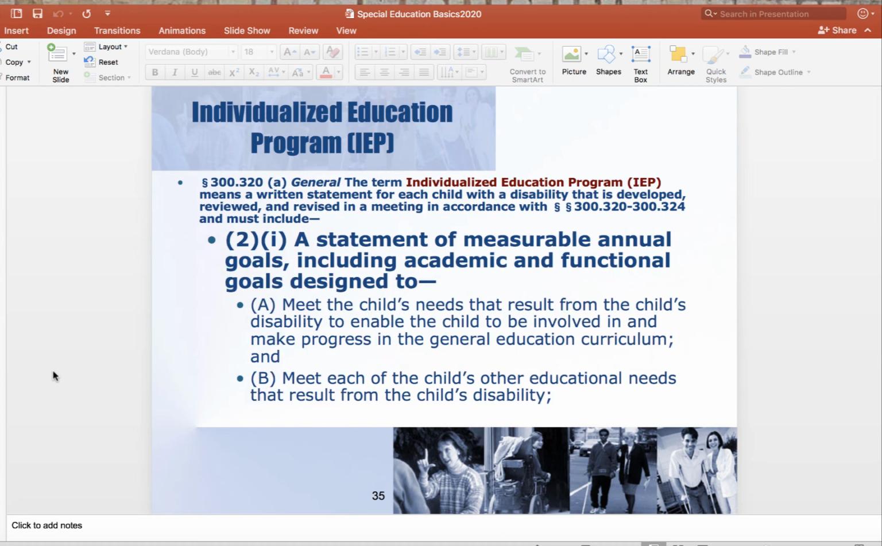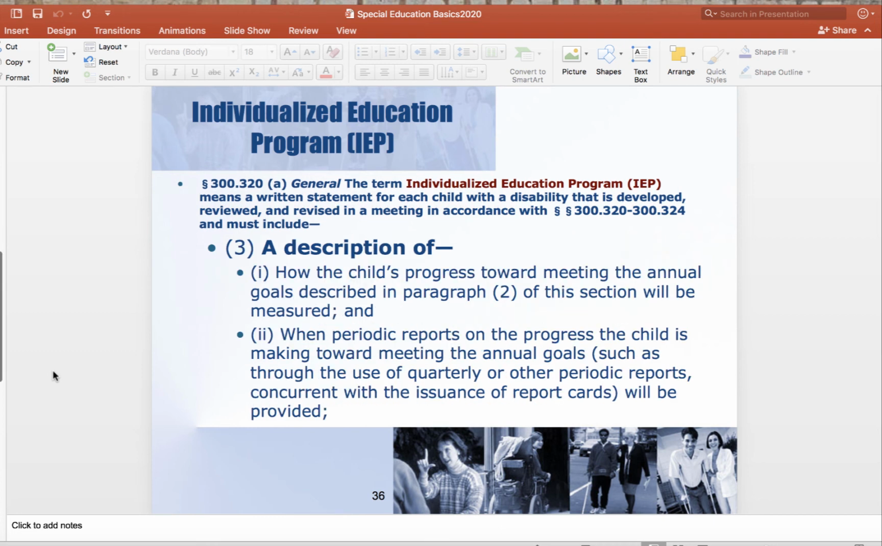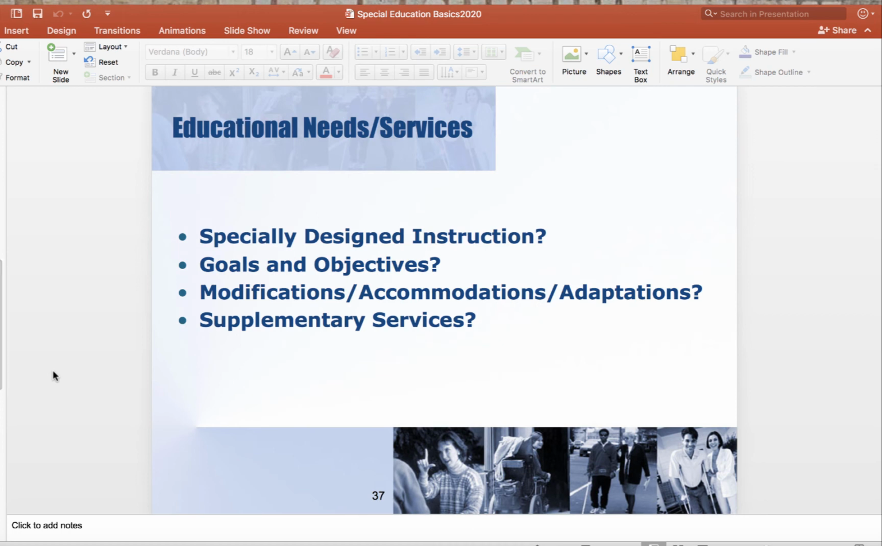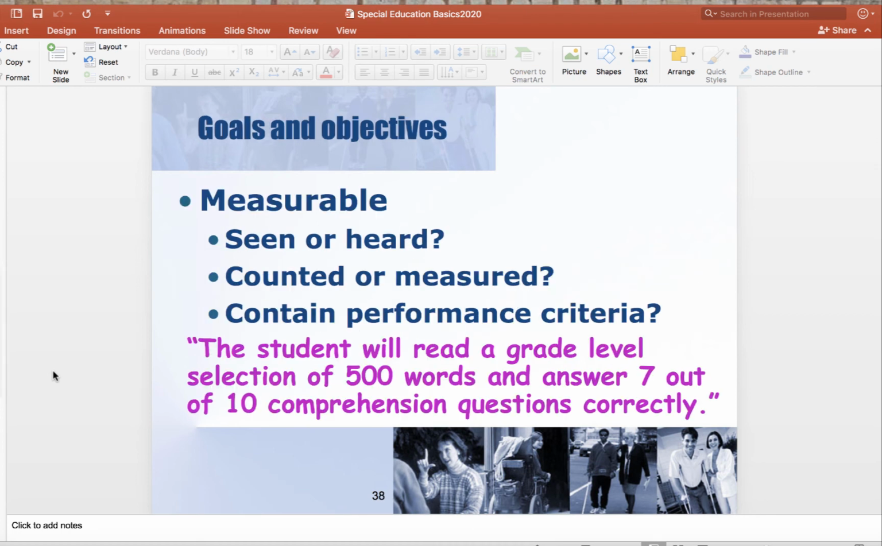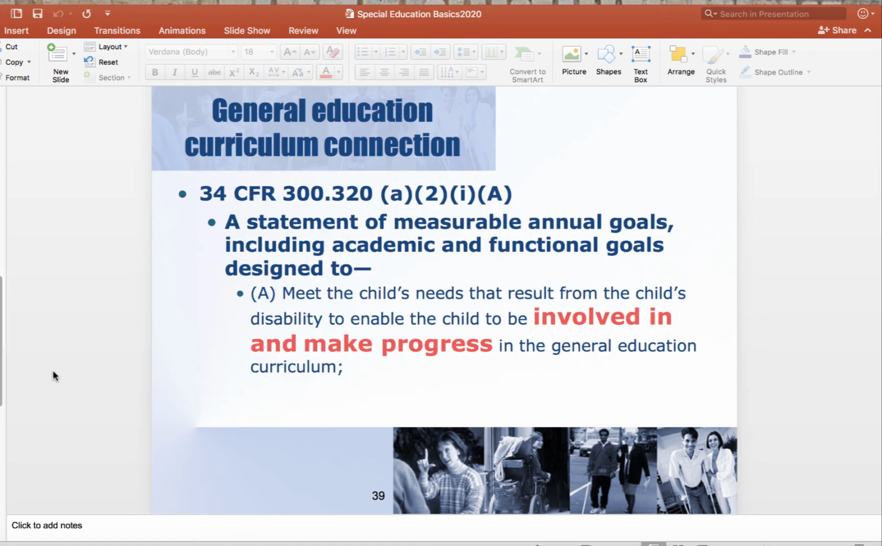Then we must have annual goals in there. These are the description of that: specially designed instruction, goals and objectives, and the goals and objectives must be measurable. This is an example. And we must have that in the IEP, and there must be an explanation of how the child will be involved in and making progress in the general education curriculum.